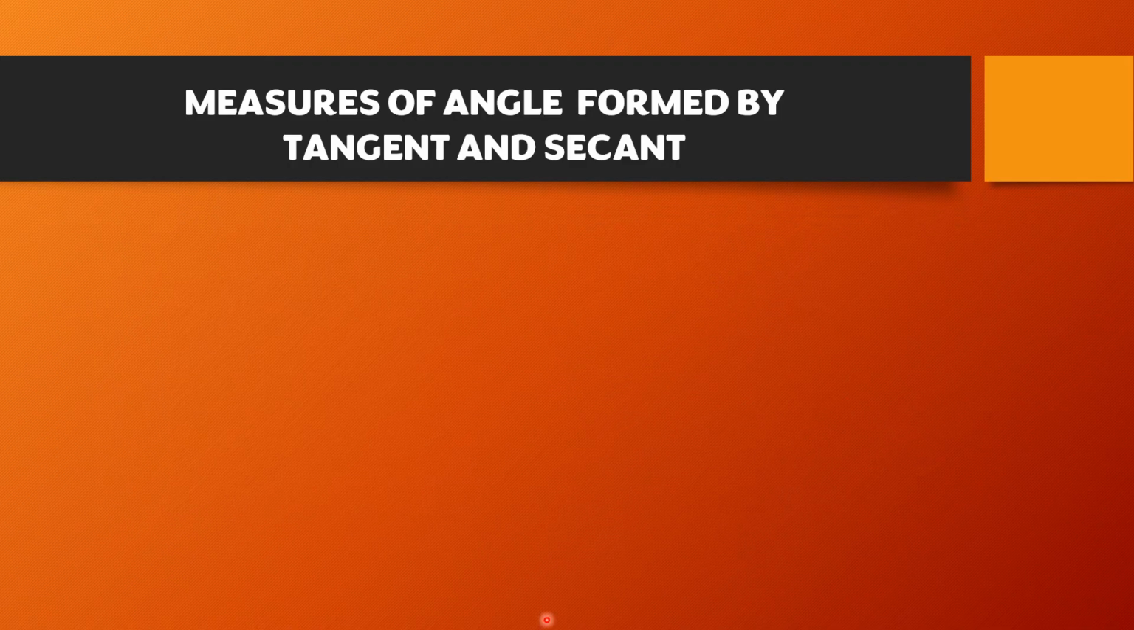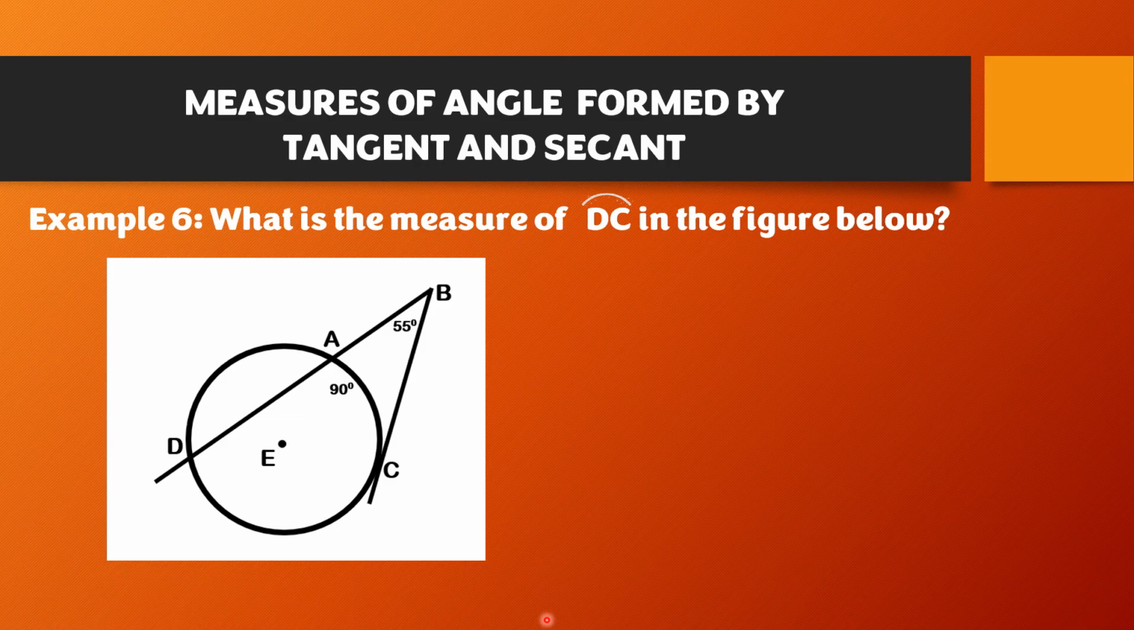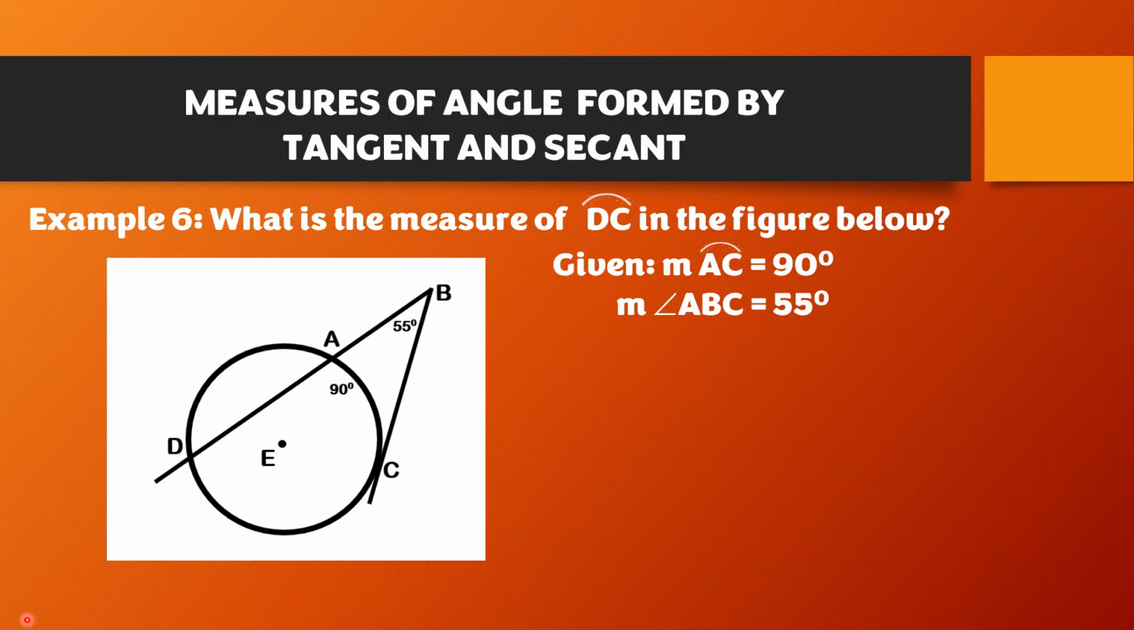Let's have example number 6. What is the measure of arc DC in the figure below? We have here circle E, and the tangent is line BC, and the secant is line BD. For the given, the measure of arc AC is 90 degrees, and the measure of angle ABC is 55 degrees.